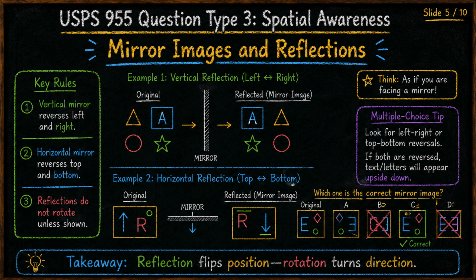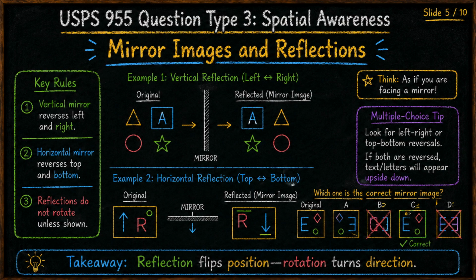Mirror image questions are different from rotation questions. A reflection flips the image. A rotation turns the image. That difference matters. A vertical mirror reverses left and right. If something is on the left side of the original, it appears on the right side in the mirror image. If an arrow points right, the mirror version points left.